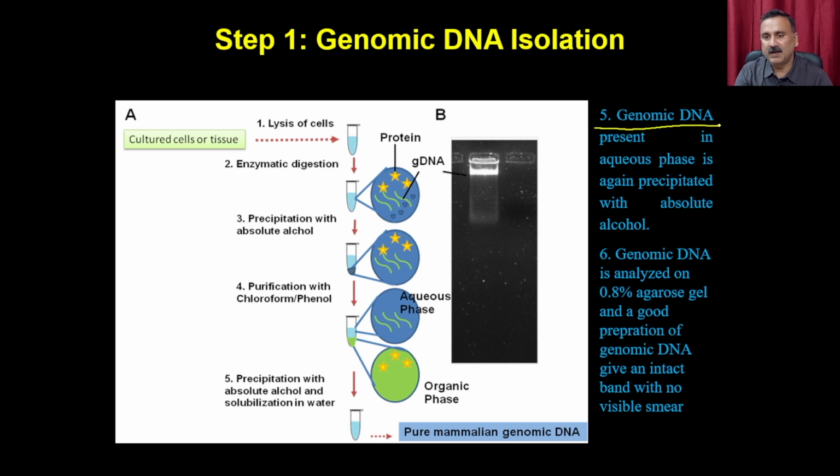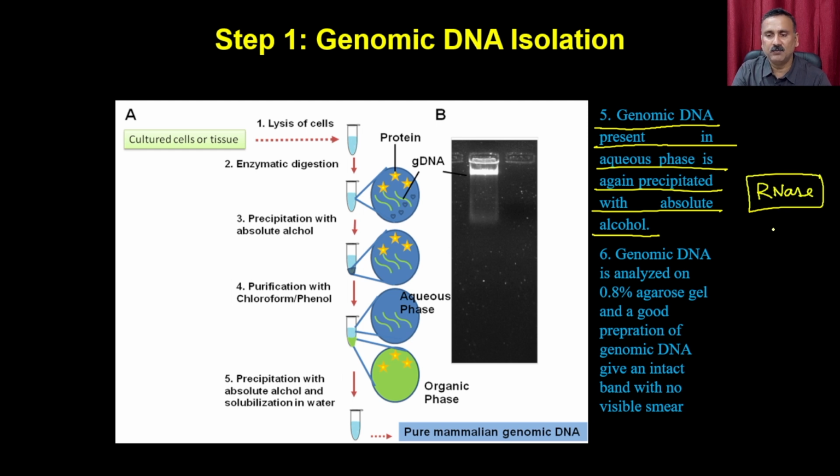So, first you are going to do isolation of the genomic DNA that is present in the aqueous phase, and it will again be precipitated with absolute alcohol. If you do the reprecipitation, it is going to precipitate the DNA, and it is also going to have a small amount of RNA, and that you can get rid of by treating it with RNase. So, if you incubate this mixture with RNase, then RNase is going to chew up the RNA, it is going to destroy the RNA, and then ultimately your genomic DNA is going to be isolated. So, this is exactly what is being depicted in this particular picture.